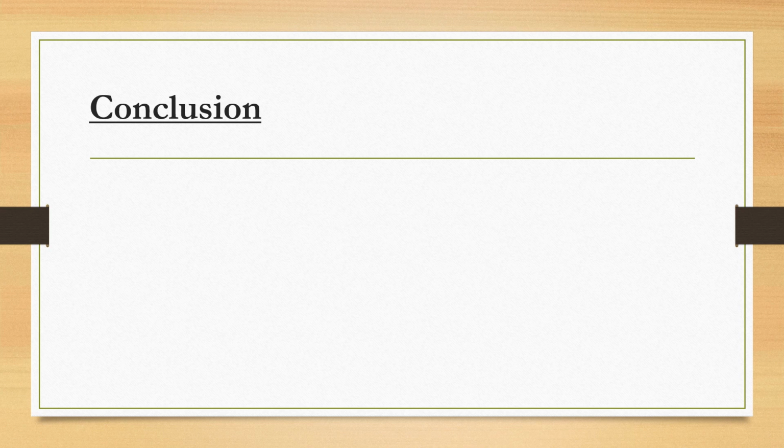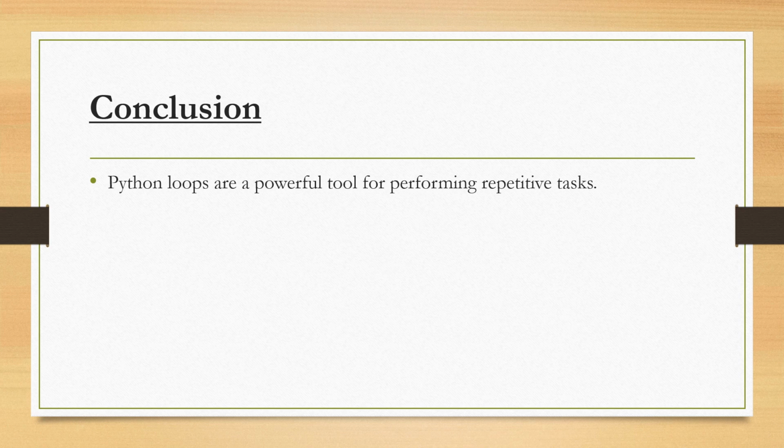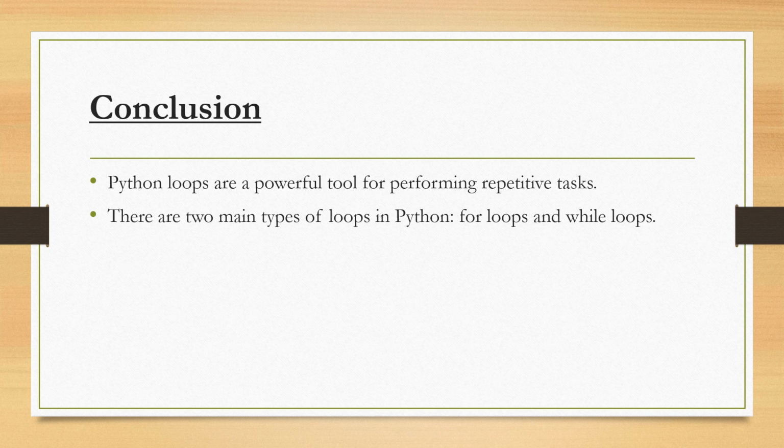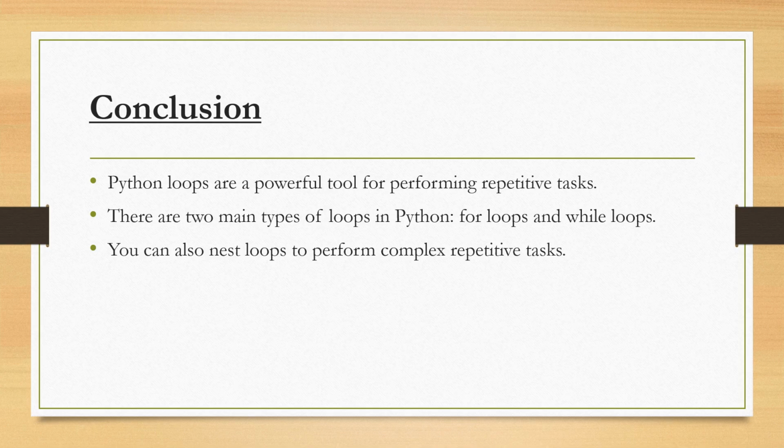Now we have to conclude our lecture. First of all we have seen what loops are and why we use loops. Loops are code to perform repetitive tasks. Then there are two types of loops: the first one is the for loop, the second one is the while loop. We have taken examples of for loops and while loops. Then we have seen nested loops, an overview of nested loops. Then we have seen infinite loops, and how we can avoid infinite loops, we have seen that also.